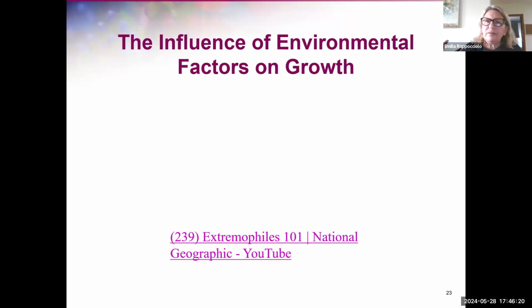And we said the environment changes. The environment changes all the time, and the cells need to adapt to the environment. And so now we're going to look at factors which influence growth. So what can be in the environment, whether it's a laboratory or a natural environment, that affects growth of bacteria.